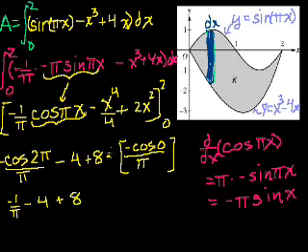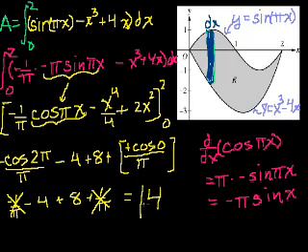And so this minus minus, those both become pluses. Cosine of 0 is also 1, so plus 1 over pi. And so this minus 1 over pi and this plus 1 over pi will cancel out. And all we're left with is minus 4 plus 8, and that is equal to 4.